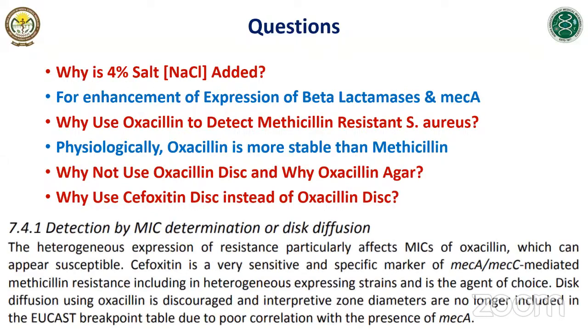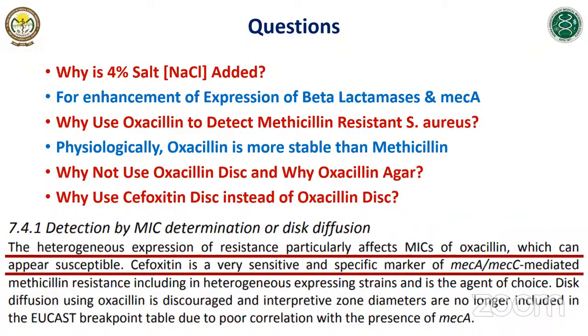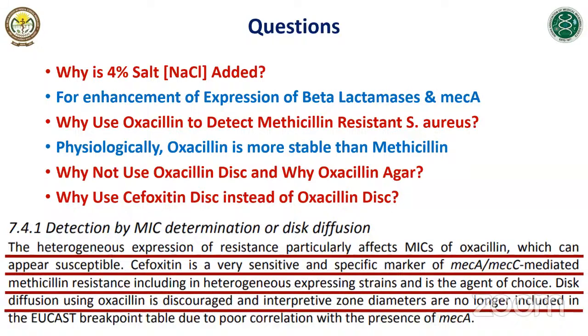That has been provided by the EUCAST document that was released in 2017, on detection by MIC determination or disc diffusion. They say that the heterogeneous expression of resistance particularly affects the MICs of oxacillin, which can appear susceptible. Cefoxitin is a very sensitive and specific marker of mecA and mecC mediated methicillin resistance, including in heterogeneous expression strains, and it is the agent of choice.